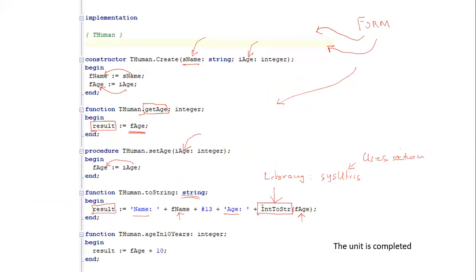Once the name and the age are put together, notice I've got a #13. The #13 is going to create a new line for me. So each heading will be on a new line, and that value will be returned. And since the value is returned, I can easily use that in a rich edit to display the headings together with the values. The last function that we required in our blueprint was the age in 10 years. That was a function. So again, I'm going to make use of result to return. I'm simply taking the age, adding 10 to it, and that value will be returned. At this stage, the blueprint is now created.